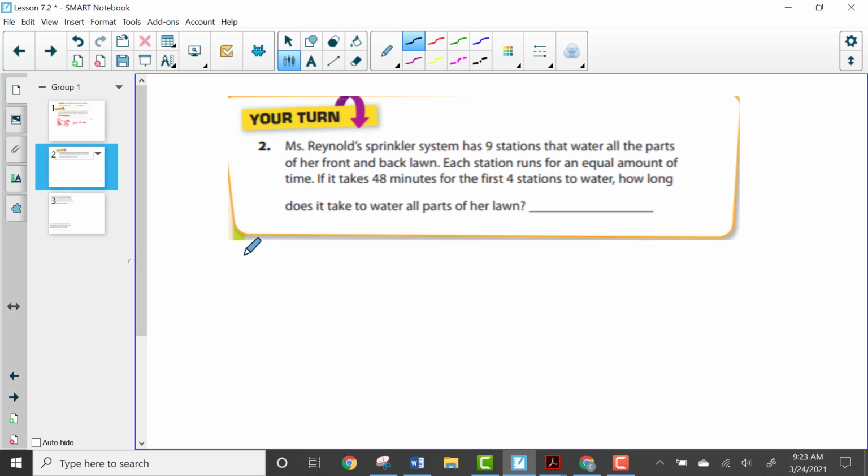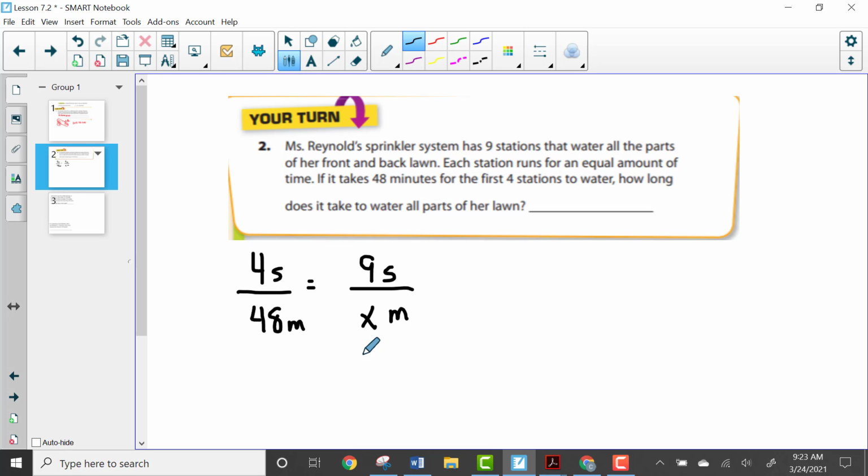So we have 4 stations, 48 minutes is going to equal 9 stations, but we don't know how many minutes. When you're working through this problem, you have to write down your proportion. You have to line up your units. You can see station, station, minutes, minutes. That is the key. If you flip these around and you have minutes across some stations and stations across some minutes, this is not going to work.